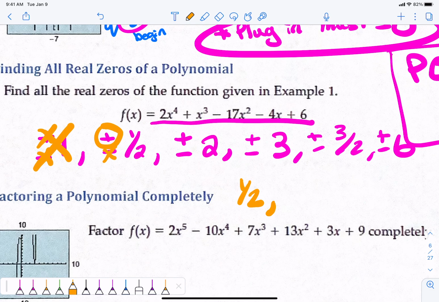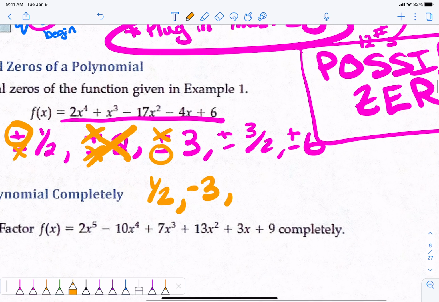Positive 2, -2. No. Neither of them work. So 2s are out. 3. Who had my 3s? -3 works, but positive 3 does not. So I'm going to put -3 here. All right, 1.5 or 3/2. Any of those work? Neither of them? Okay, perfect. 6s. They should both work. Neither of them? Cross out the 3/2. Okay, so we only have 2 of them. And we should have 4, right?